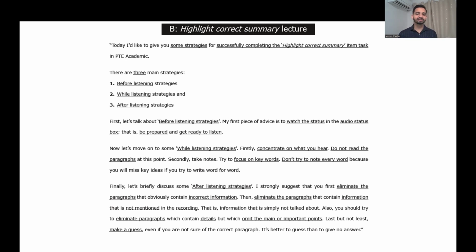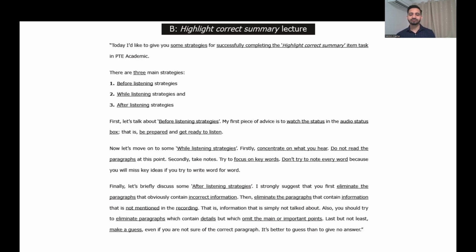Finally, let's briefly discuss some after listening strategies. I strongly suggest that you first eliminate paragraphs that obviously contain incorrect information. So when you're looking at the options and you see the option with the incorrect information, you want to eliminate that, okay? We're going to use elimination strategies to highlight the correct summary, okay?